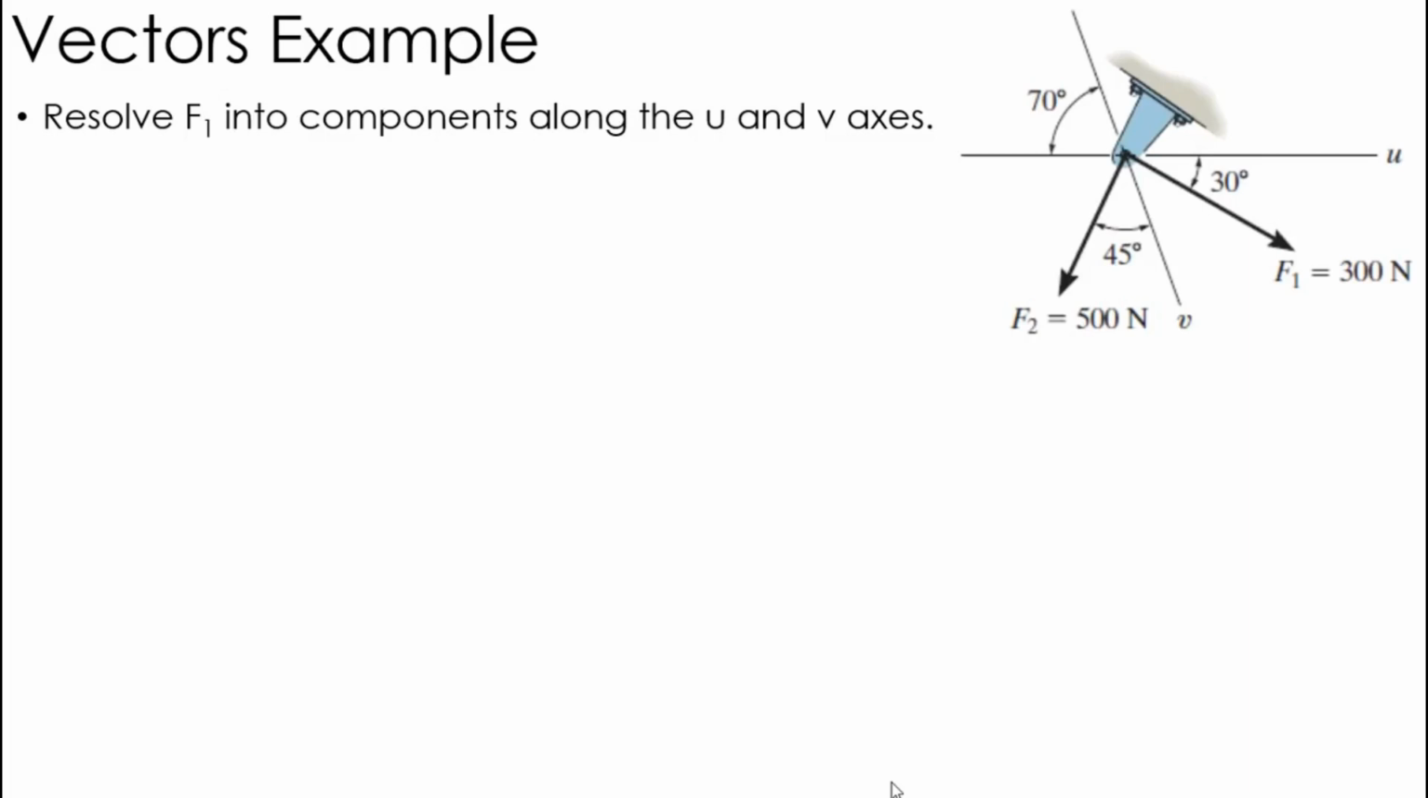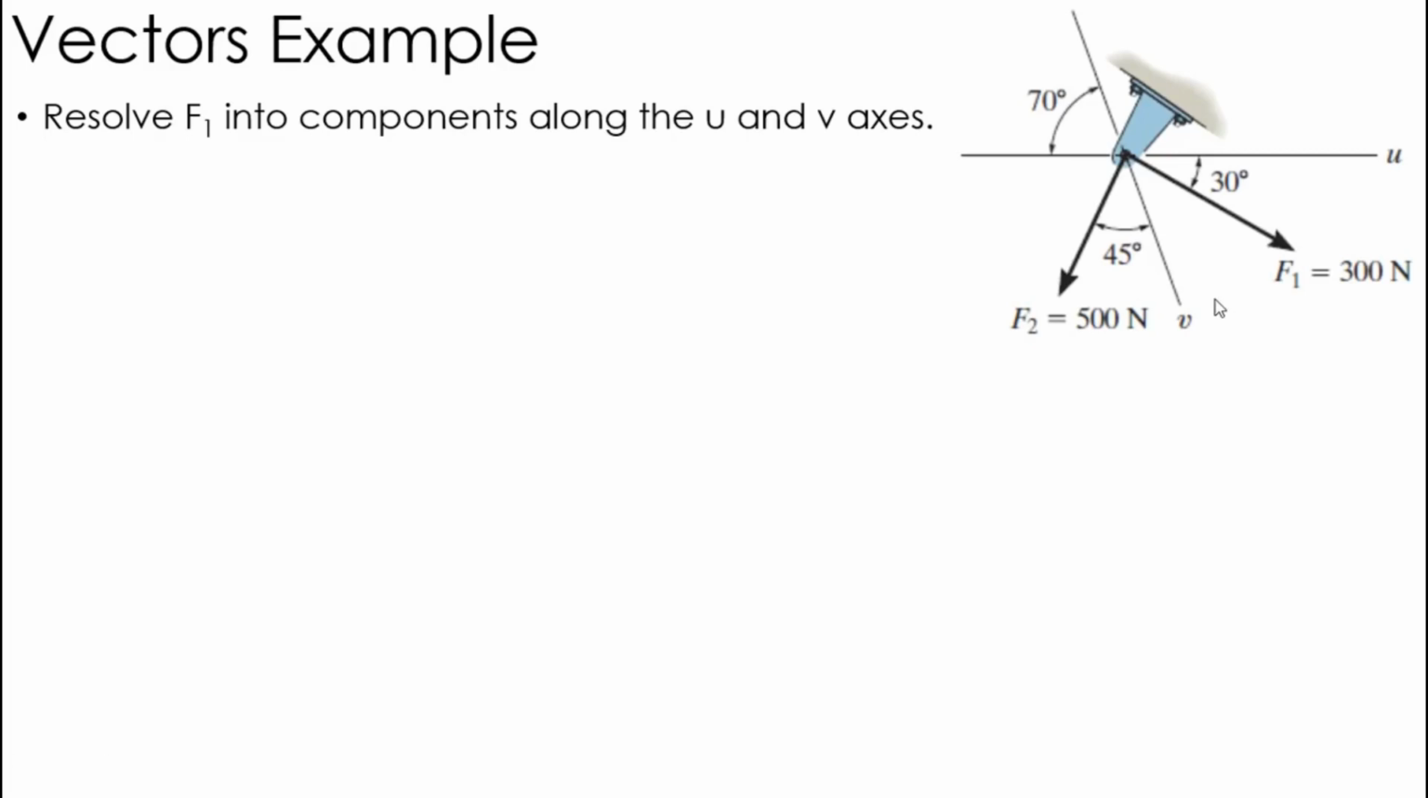Here, what we want to do is take a force and break it back into its components, okay, or resolve it into components along specific axes. So I'm going to take this 300 Newton force, F1, that's at an angle of 30 from my U-axis, and I'm basically going to break it into a component along the U-axis and a component along the V-axis, and figure out what the magnitude of each of those forces in those directions are.